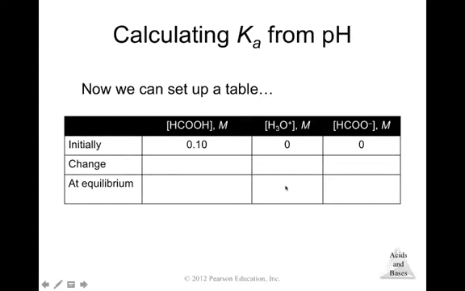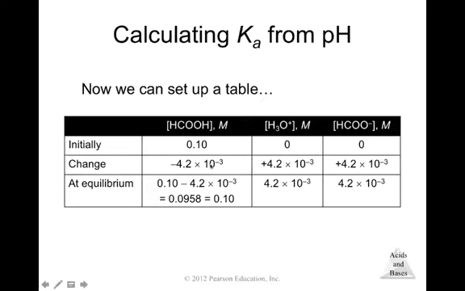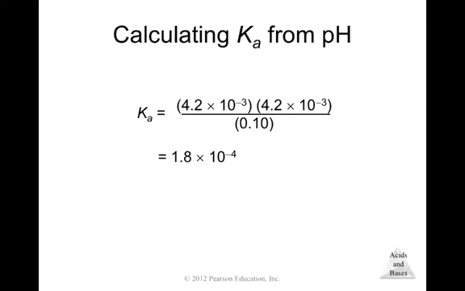So now we can set up our good old ICE chart. Initially we had 0.1 molar of the formic acid, none of our conjugates. And we figured out how much we made: we made 4.2 times 10 to the minus 3 molar. Same thing over here, which means this one must have decreased by that much. So now we know our equilibrium concentrations. Since this is such a small amount, 0.1 minus 4.2 times 10 to the minus 3 with sig figs is still just 0.1. So basically this hasn't really changed at all for all intents and purposes, so we can just call it 0.1. Now we can plug that into our equilibrium expression, and we get our Ka, 1.8 times 10 to the minus 4.